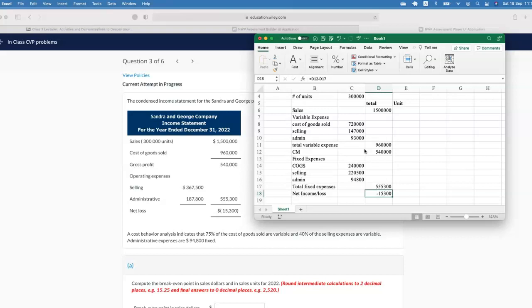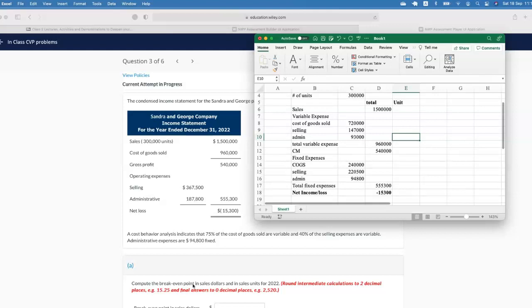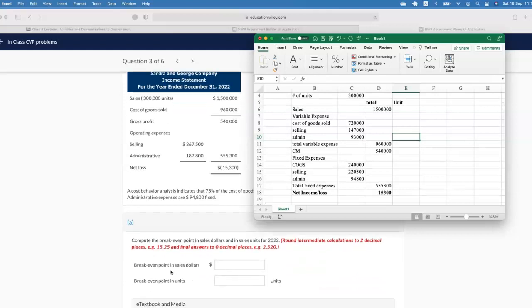Does everybody understand what he's done? He's put it into a cost, volume, profit income statement. We haven't answered any questions yet, but we're going to. Now, what do they want? Break even point in units. What I need is my fixed costs, which I have, and my contribution margin per unit.